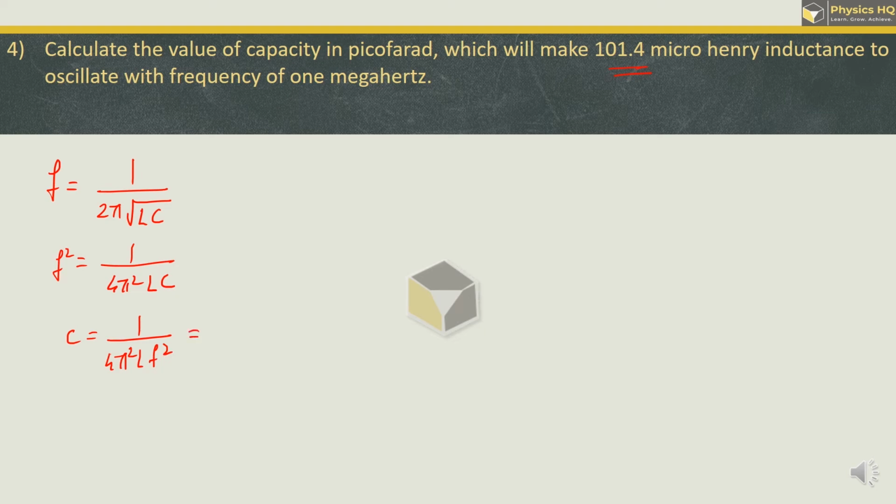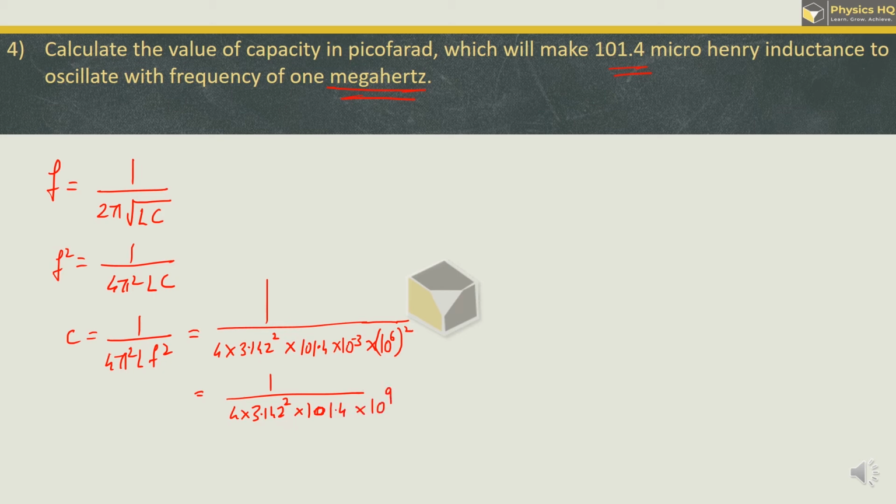Let us put all the values over here. 3.142 square into L is given as 101.4 microhenry. Micro is 10 raised to minus 6, into frequency over here is 1 megahertz. Megahertz is 10 raised to 6, and we have to take square of this. So what we are left with is 4 into 3.142 square into 101.4 into 10 raised to 9. If we take it above, it will become minus 9.